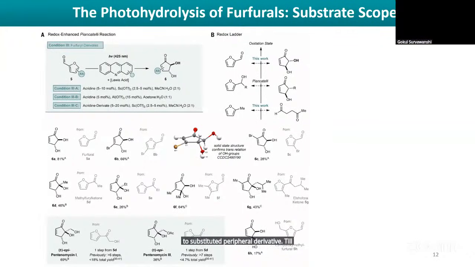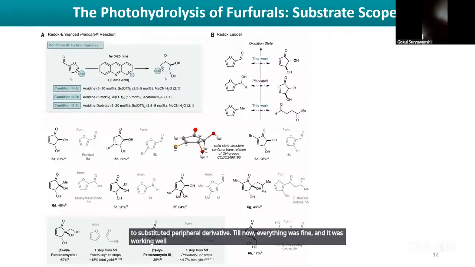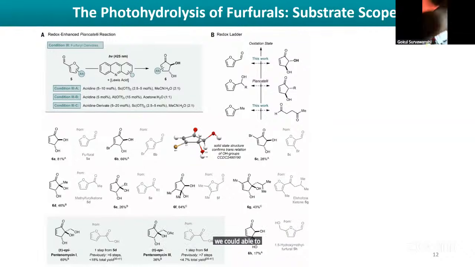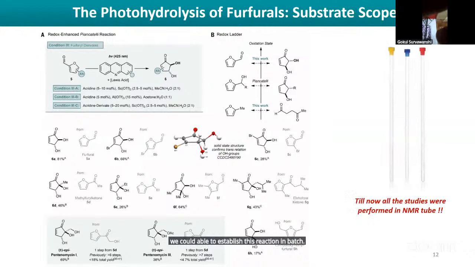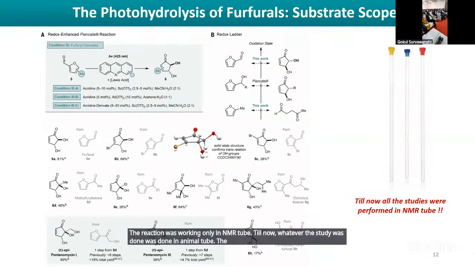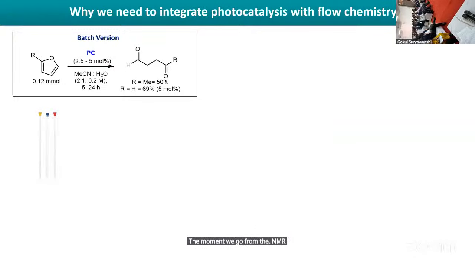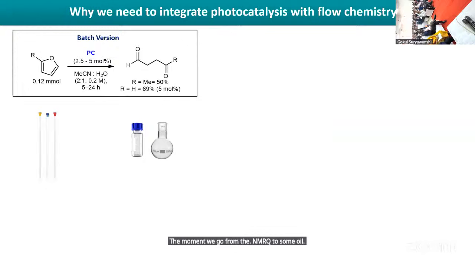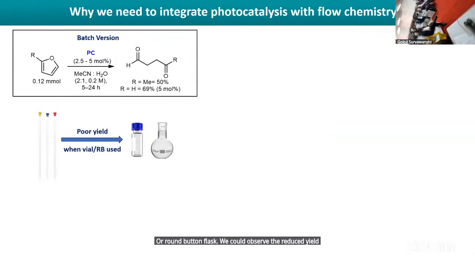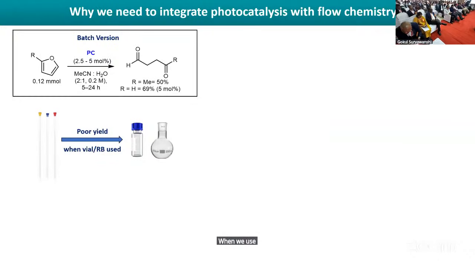Till now, everything was fine and it was working well. With our colleague, we were able to establish this reaction in batch. The reaction was working only in an NMR tube. Till now, whatever studies were done were in an NMR tube. The scale of the reaction was very small, 0.12 millimole scale. The moment we go from the NMR tube to some vial or round bottom flask, we could observe a reduced or very poor yield when we use other glassware to perform the reaction. So what could be the reason for that?